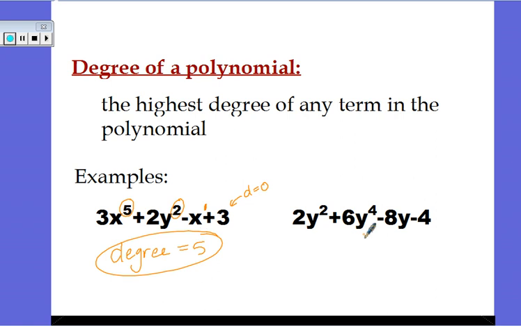Next example, I see 2y squared plus 6y to the 4th minus 8y minus 4. The first degree is 2, the second degree is 4, the third degree is 1, and the fourth degree is 0 because it's a constant. So the degree of this polynomial is 4.